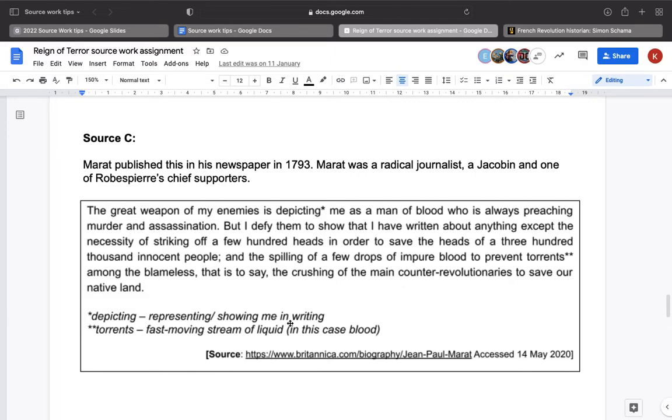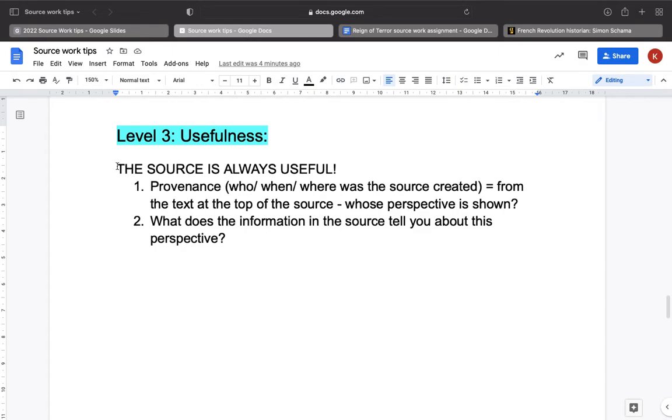So the thing I need to think about, again, is that I have to pay attention to this little top section. Who has created the source? This is Marat. We know that he was a Jacobin, that he was in favor of their policy of the Reign of Terror. I also see that this is from 1793, during the time period of the Reign of Terror. So those things are both going to be very useful to me. So if I think about this, the source is always useful. I'm thinking about who, when, where, etc. There's often enough points to make here that you can actually get the 4 marks just here.